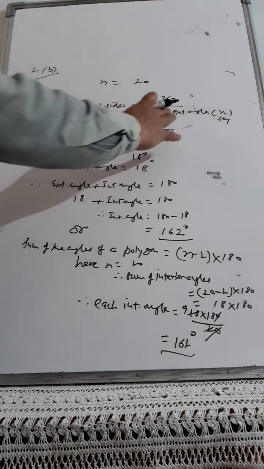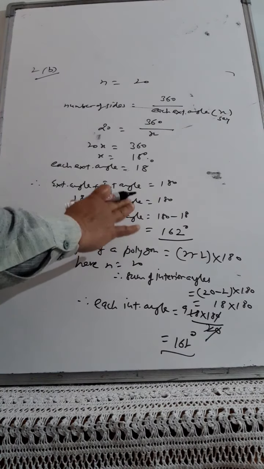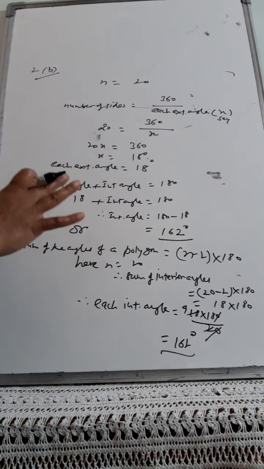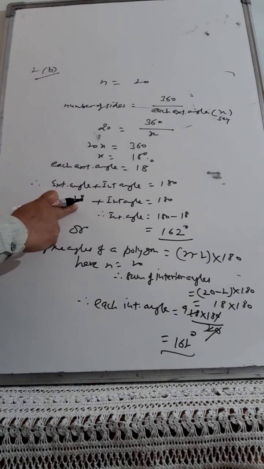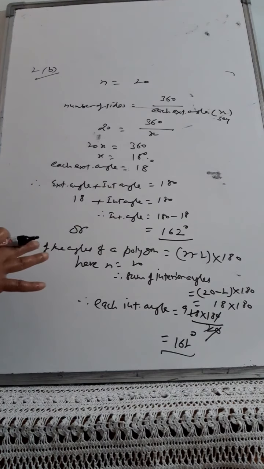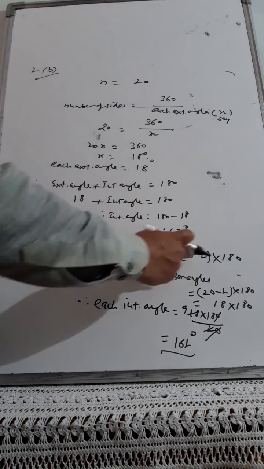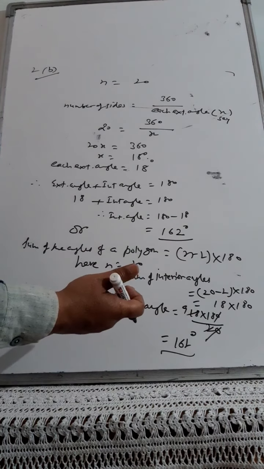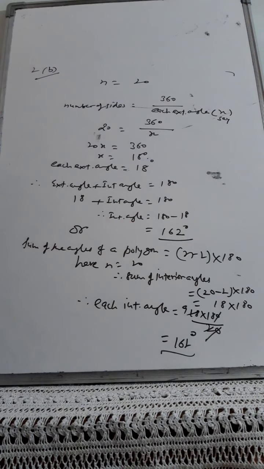Here I have determined the exterior. If you have got each exterior angle, then each exterior angle plus interior angle always sums to 180 degrees. So exterior is known, you can find the interior angle. And if you directly want to go this way, when n is given to you and you need to find the interior angle, find the sum of all interior angles and then divide that sum by the number of sides. Each interior angle will be there at last. So this is the answer for the B part of question number 2.